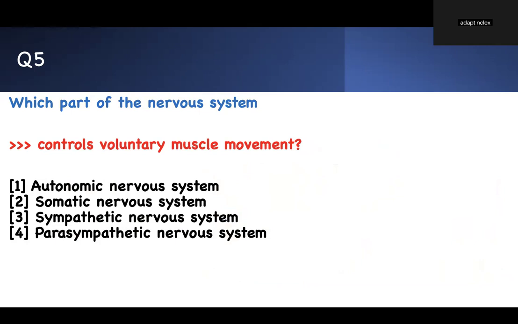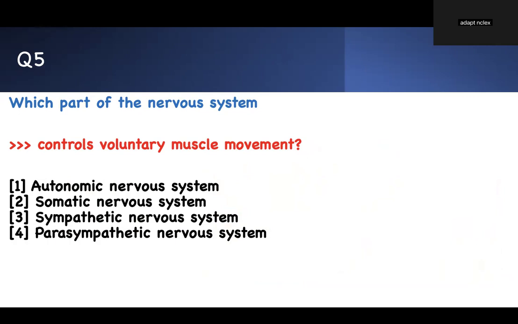Which part of the nervous system controls voluntary muscle movement? Autonomic, somatic, sympathetic, and parasympathetic. Think about it. There's parasympathetic and sympathetic. Those form the function of what? The autonomic nervous system. This is a test-taking strategy.